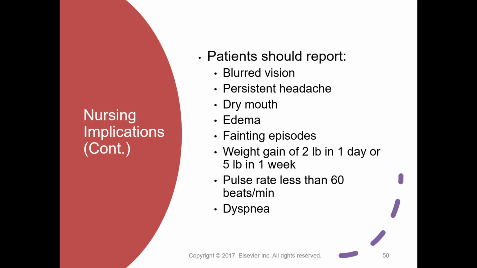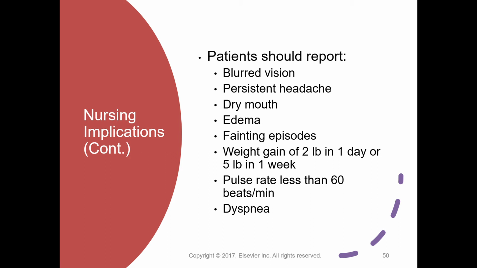Tell the patients that if they're on any of these medications, the three main categories we talked about here, right? Nitrates, nitroglycerin, or beta blockers, or calcium channel blockers. Watch out with blurred vision, persistent headache that doesn't go away, dry mouth, edema, fainting episodes. Weight gain is a really big one that we want to watch out for. That's severe, I think that's beta blockers right there. If you have a patient that gained 2 pounds in a day or 5 pounds in a week, big problem. They probably need to be reconsidering what meds they're on, contacting their doctor as well.